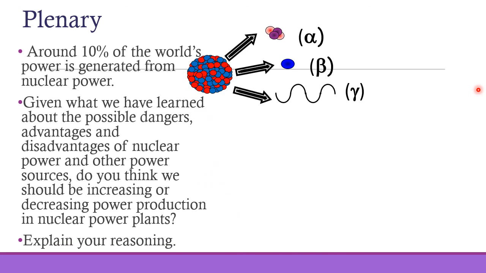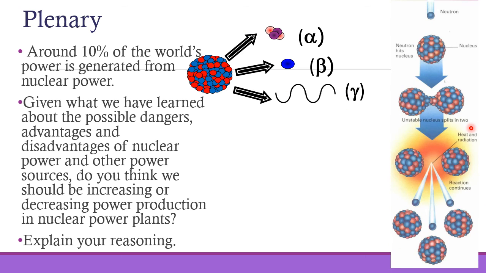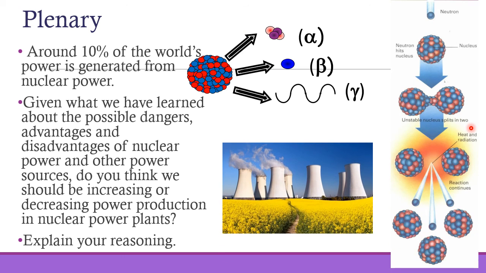Explain your reasons. So remember, nuclear power is quite clean and doesn't contribute to global warming, but it does produce a lot of radiation which could be problematic. And it's also a non-renewable energy source. So can you just write a quick sentence about what you think about this question? Spend about 5 minutes on this and then we're all finished.